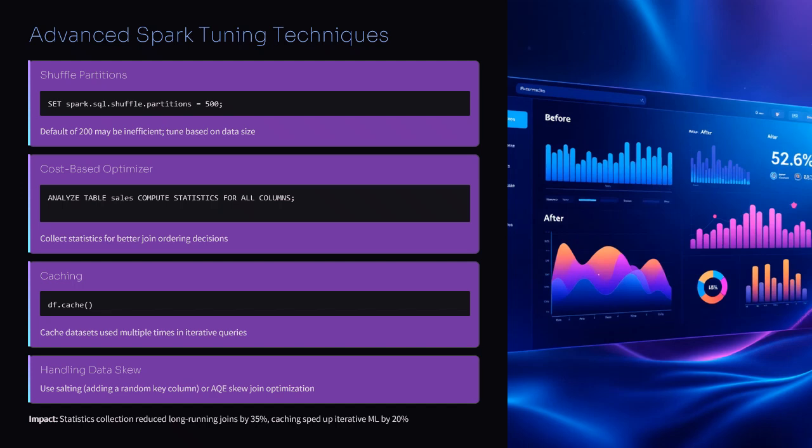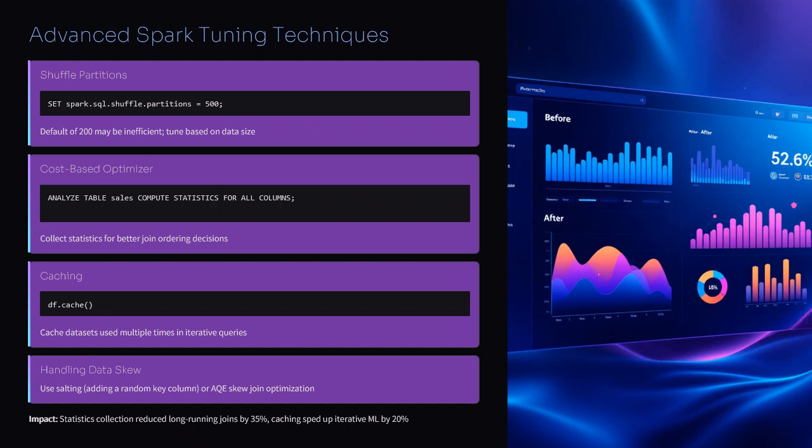Caching intermediate data frames or datasets is also a highly effective way to speed up iterative workloads, especially in ML pipelines or repeated queries. By caching data in memory, you avoid recomputing expensive transformations. This method has been shown to improve iterative pipeline speed by 20% or more.